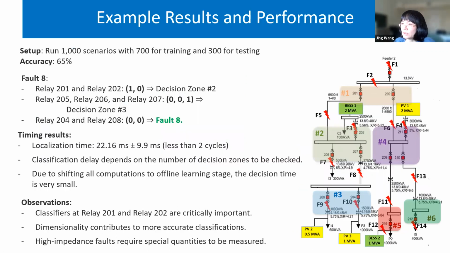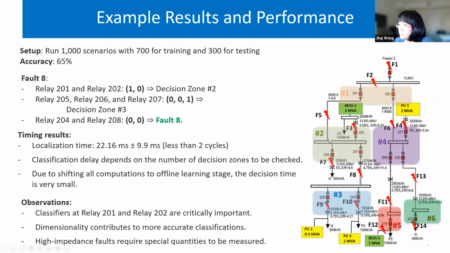Then we come to the results and the performance evaluation. The overall accuracy is 65%, as you know, we ran 300 cases for the testing. One example is, for instance, if there's a fault at 8, then relay 201 and 202 is 10.